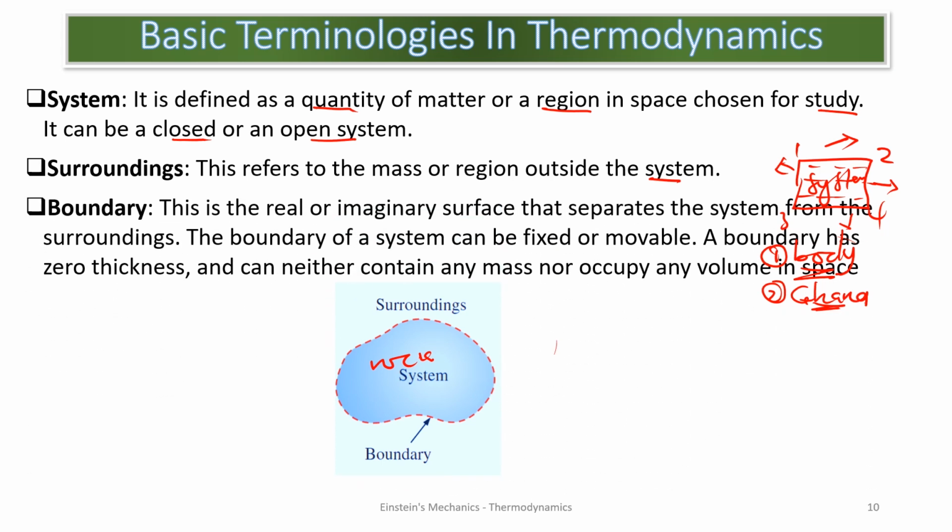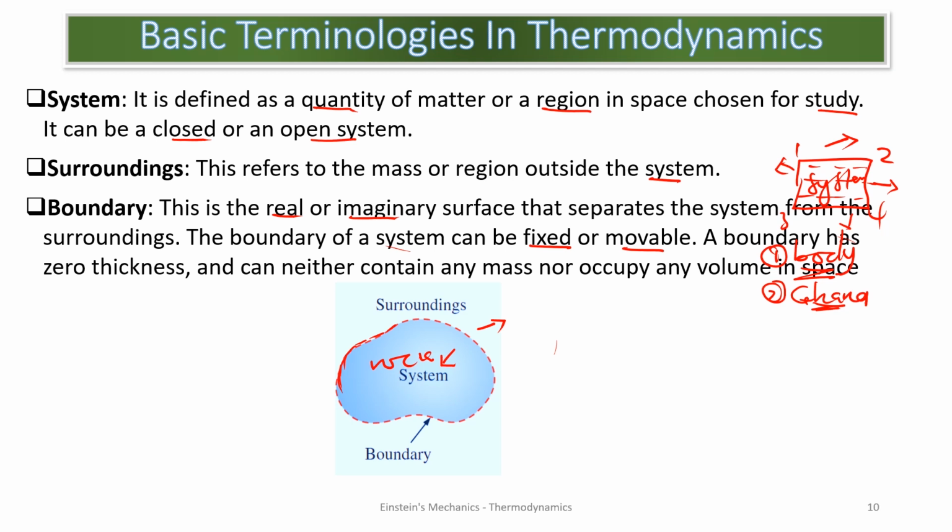Boundary. This is the real or imaginary surface that separates the system from the surrounding. Are we good? The boundary of a system can be fixed or what? Movable. So when we talk about boundaries, very simple. Anything, an imaginary or a real surface that separates the surrounding from the system becomes what? My boundary. Are we good? So this rock is being what? As a system, this red line serves as what? Our boundary.